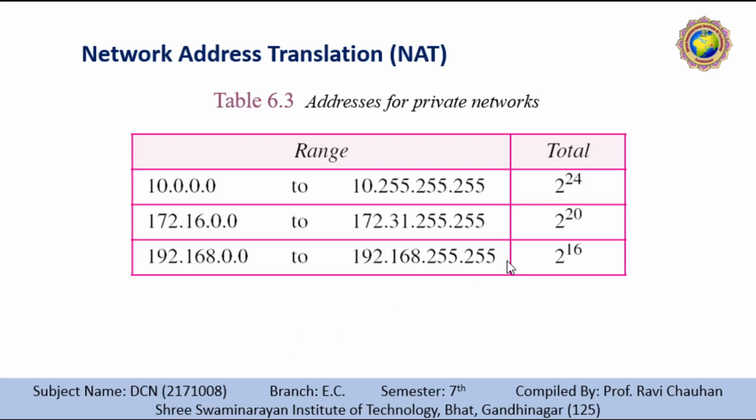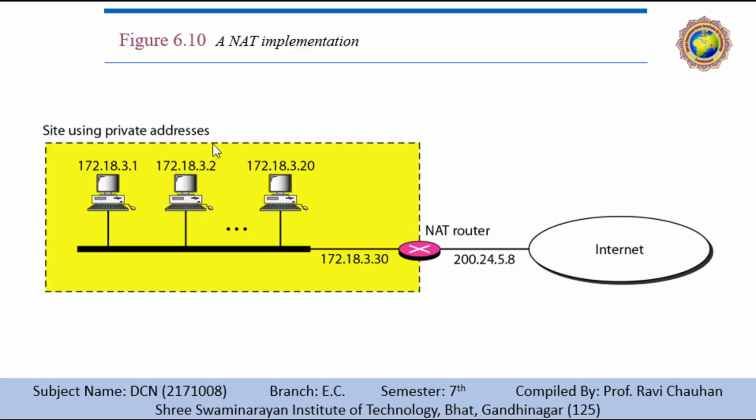Any organization can use addresses out of this set without permission from the Internet Authority. Everyone knows that these reserved addresses are for private networks. They are unique inside the organization, but they are not unique globally. No router will forward a packet that has one of these addresses as the destination address. The site must have only one single connection to the global internet through a router that runs NAT software. So you can see over here, it is a NAT router. It is a simple implementation of NAT.